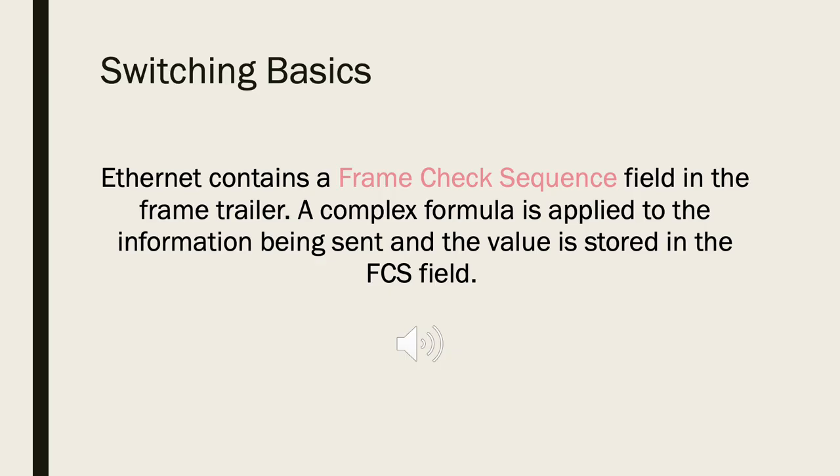Ethernet contains a frame check sequence field in the frame trailer. A complex formula is applied to the information being sent and the value is stored in the FCS field. If a switch checks the FCS of a frame and it's found not to match, then the frame is simply discarded with no further action. This is to ensure the frame isn't corrupted in transit.